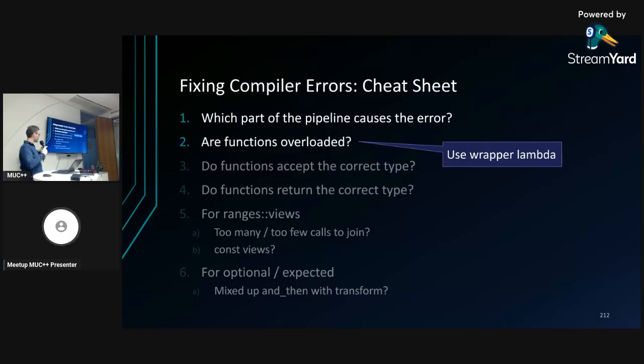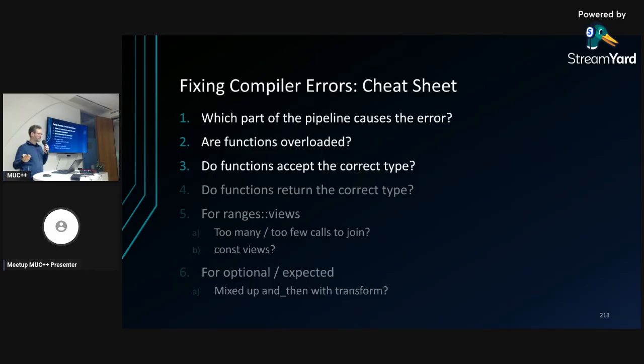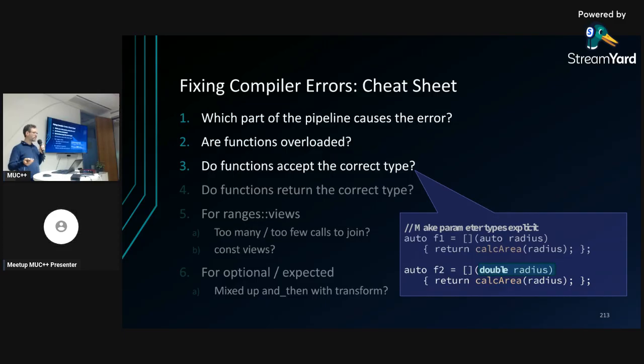You could, of course, alternatively change the function and remove it from the overload set, but that should probably not happen just because you want to fix a compiler error. That should be a design choice. Does the function accept the correct type? If you use a lambda, try to make the type explicit. That way, the compiler error moves inside the lambda in many cases, and the compiler will give you a better output. The same applies to return type. If you have a lambda, make the return type explicit. That will help the compiler give you better errors.